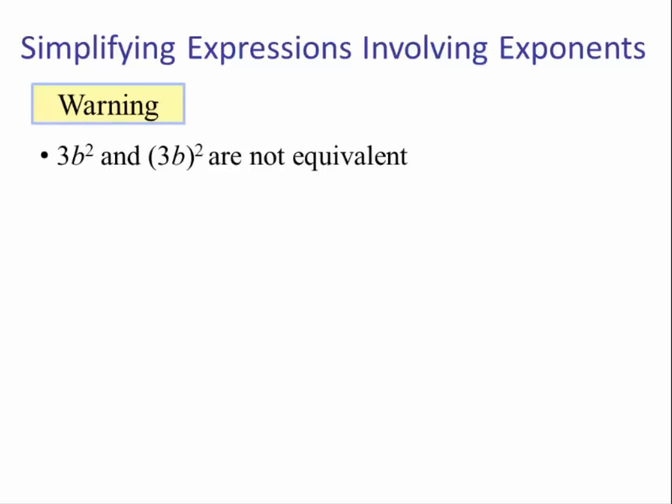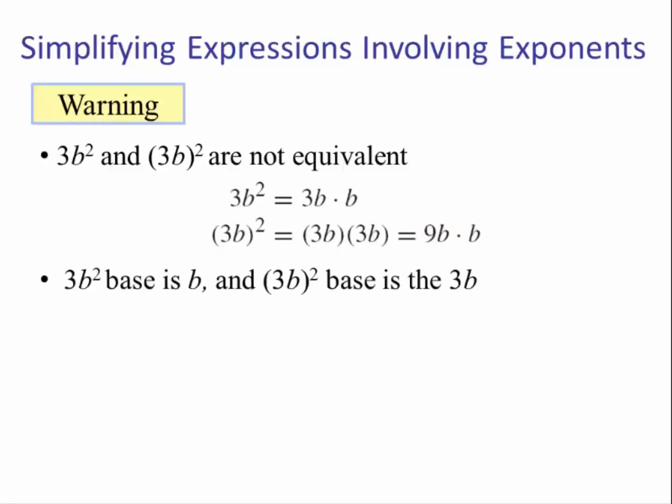Warning, 3b squared and 3b quantity squared are not equivalent. 3b squared means 3 times b times b, and 3b quantity squared means a base of 3b. Therefore, that will be 3b times 3b, which is 9 times b times b, which becomes 9b squared. So 3b squared has a base of b, and 3b quantity squared has a base of 3b.